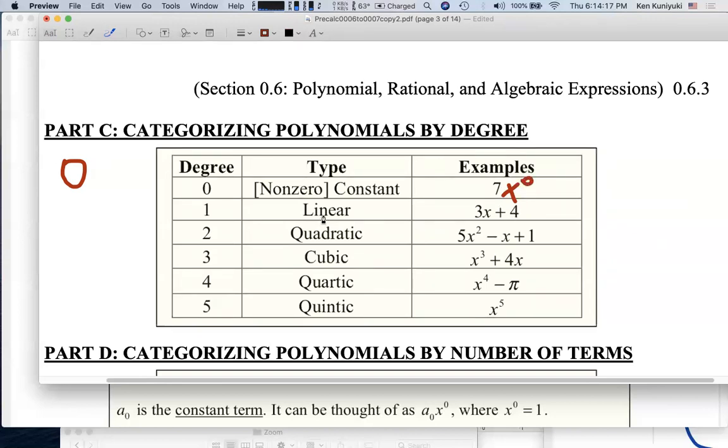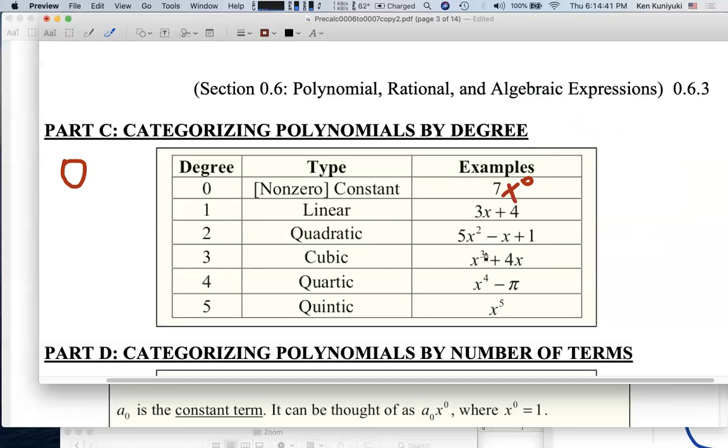A first degree polynomial will be linear, like 3x plus 4. Second degree, quadratic, like 5x squared minus x plus 1. Remember, the degree corresponds to the highest exponent on x in the descending powers form. So don't have any messed up things like all squared or something like that, because then that might make the degree more confusing.